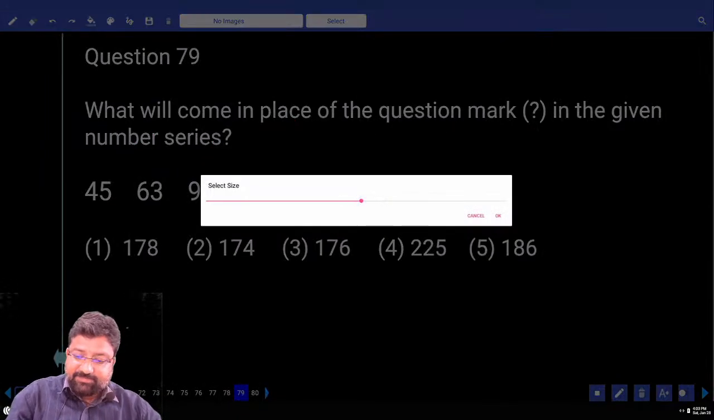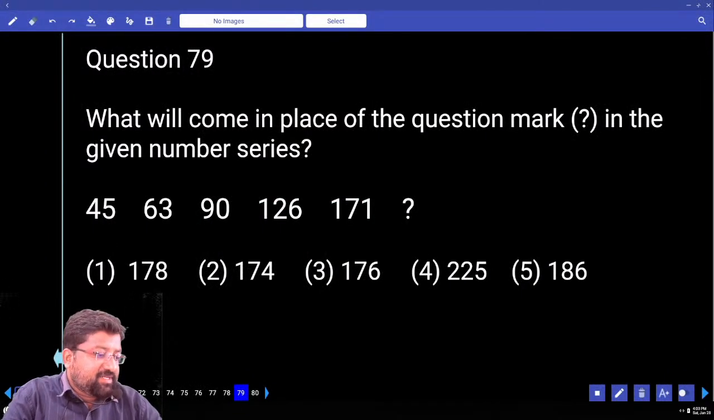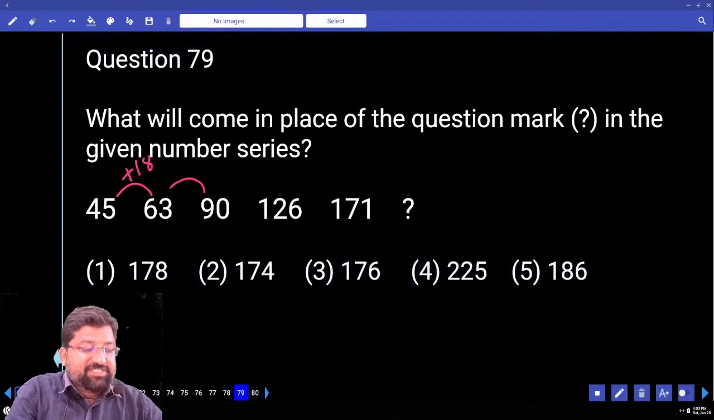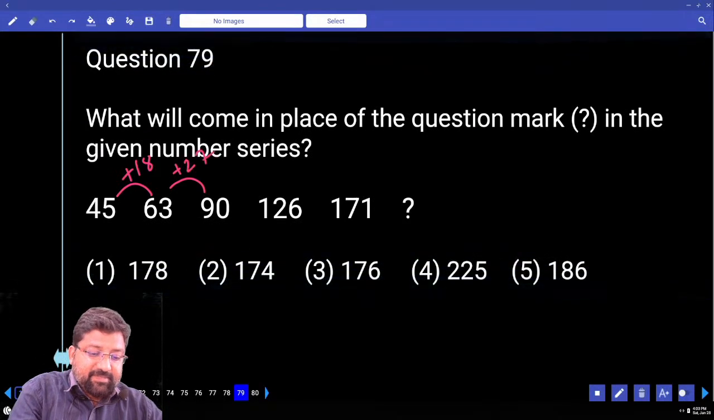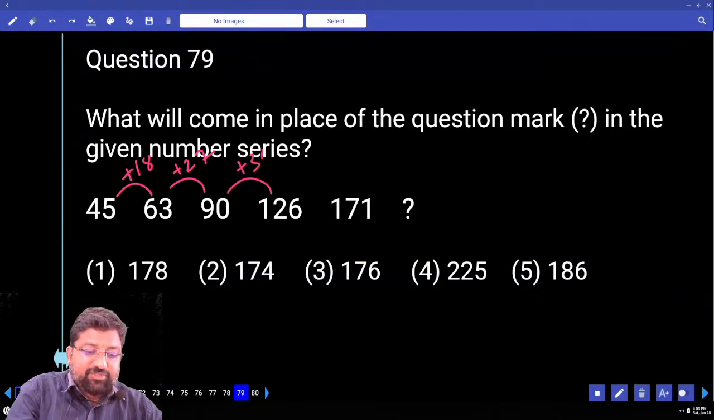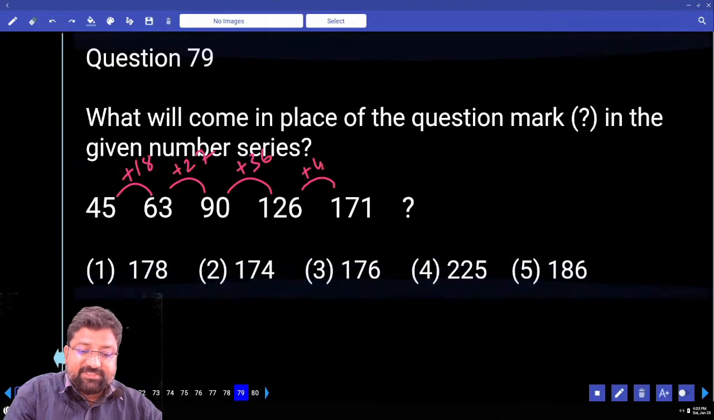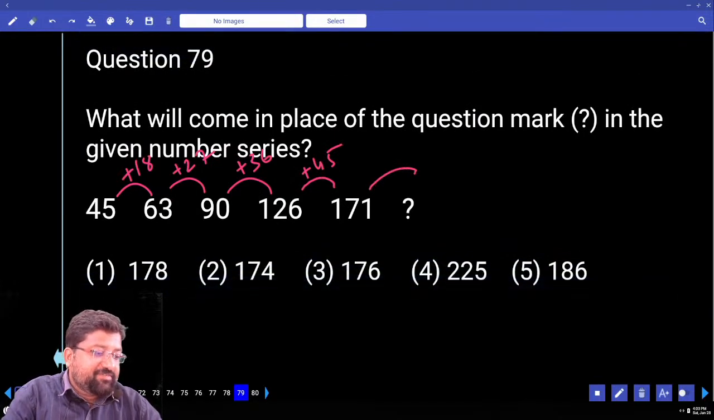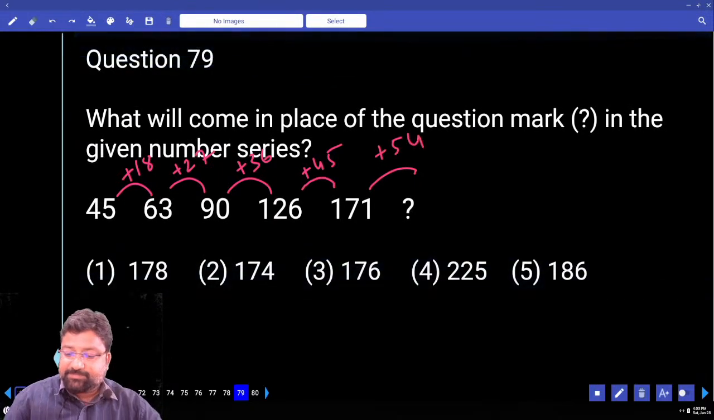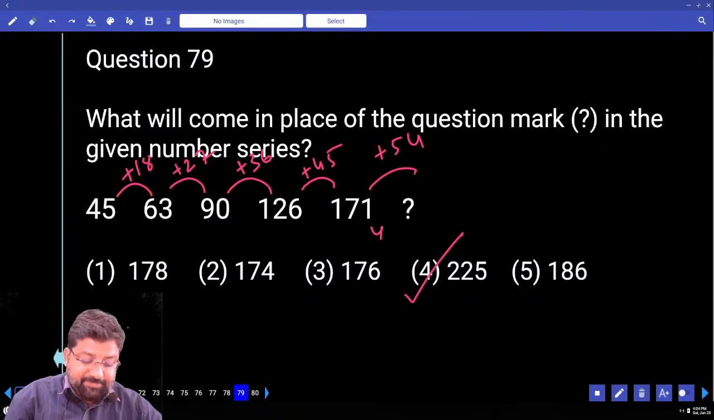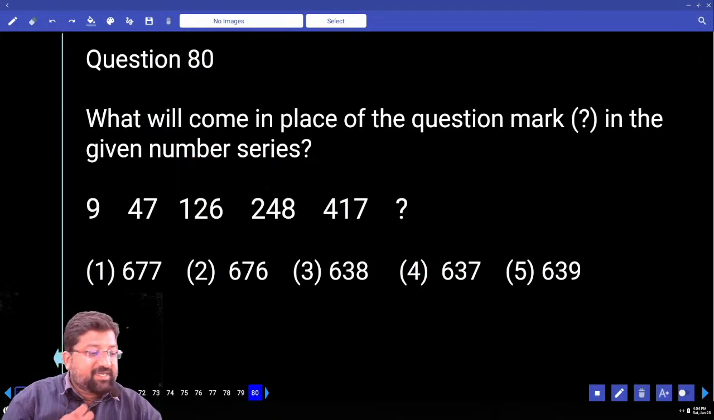Increasing or decreasing? Huge increase, gradual increase, gradual, slow, very slow. Then we'll go for difference. 45 plus 18, 63 plus 27, 90 plus 36, multiples of 9: 9 twos, 9 threes, 9 fours. Is this 45? Yes, it is. What should be my next number? 54 plus 54. What should be the answer? Only one possibility. 171 plus 54. Only one option.